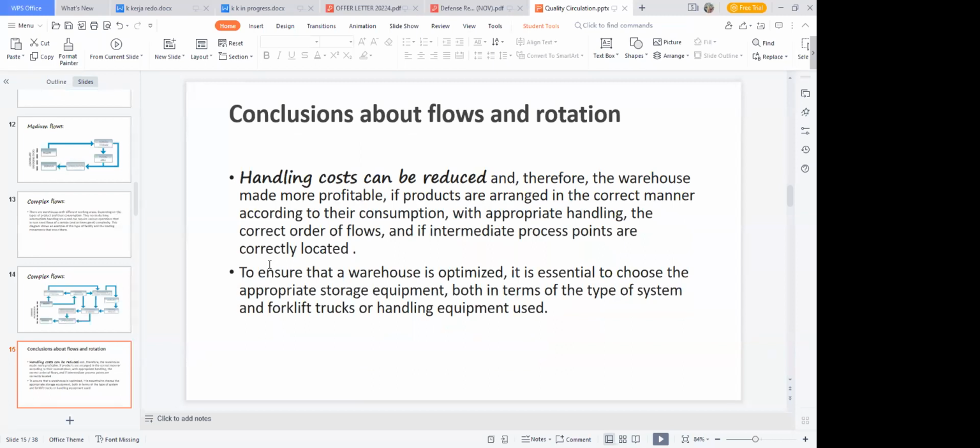As a conclusion about flows and rotation, handling costs can be reduced. Therefore, warehouses are more profitable, because the aim of an organization is profit. That's why we have to properly plan our flow and rotation, to ensure that the warehouse is optimized, making full use of the space.